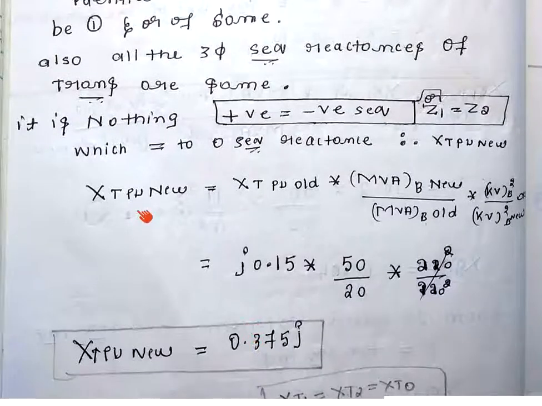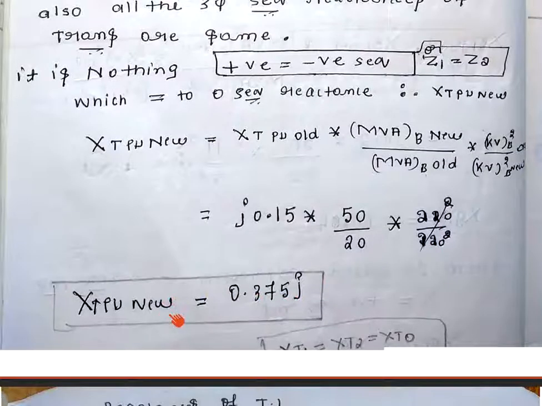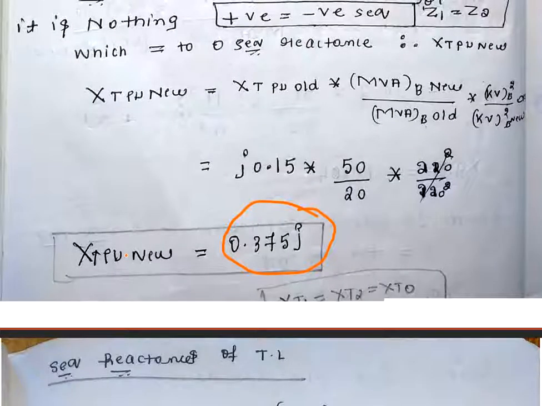So what is the value that has been given? 15% has been given. So XT pu is 15%, MVA base new is 50, by 20 as given in the question, times 220 squared over 220 squared. So XT pu new, we find out, is 0.375. Since in a transformer the positive, negative and 0 sequence impedances are the same, once you find the positive sequence impedance, it will be the same for all three: positive, negative and 0.